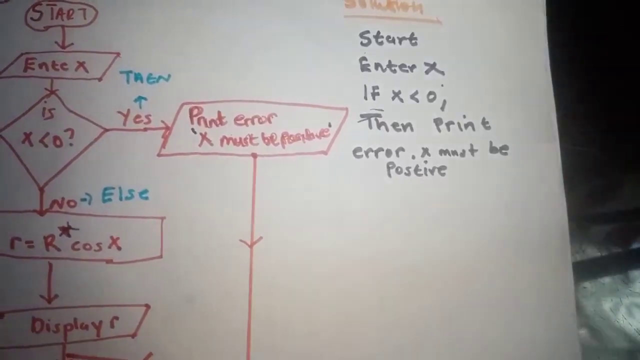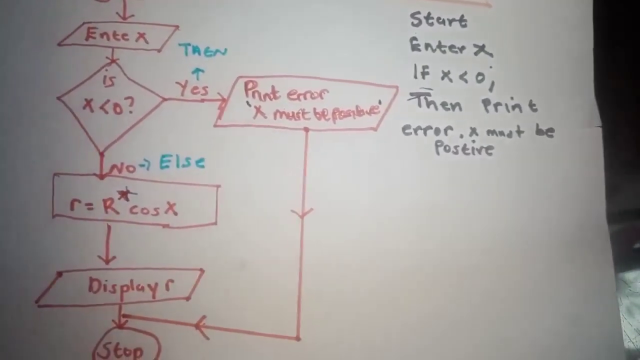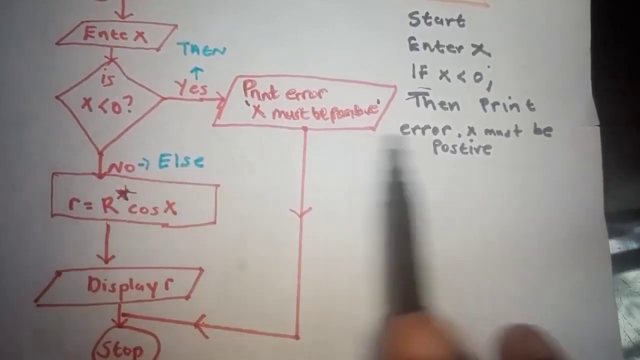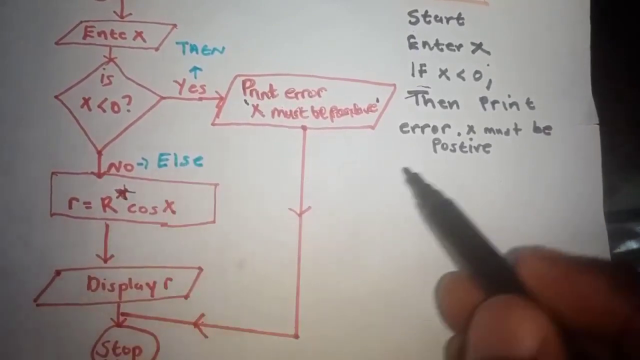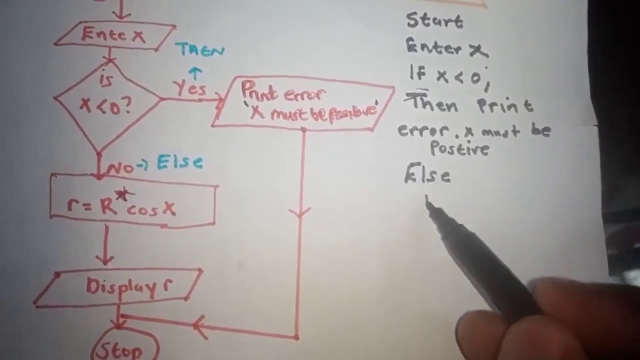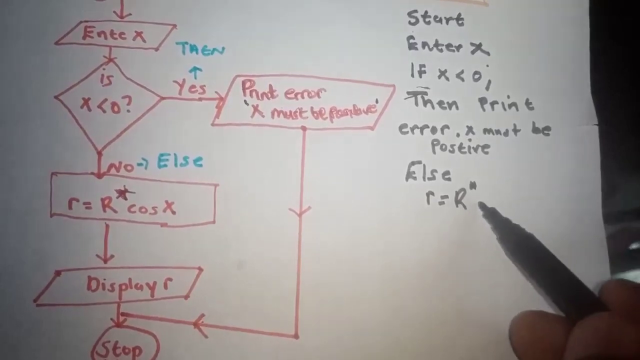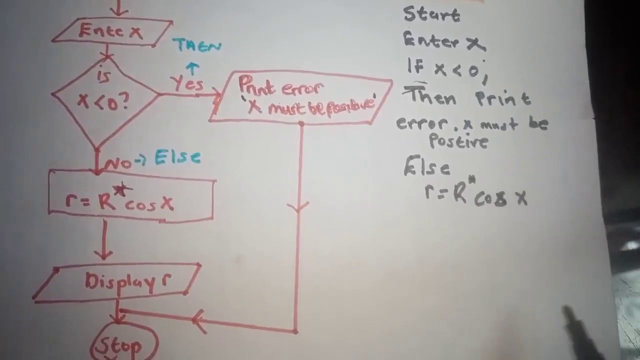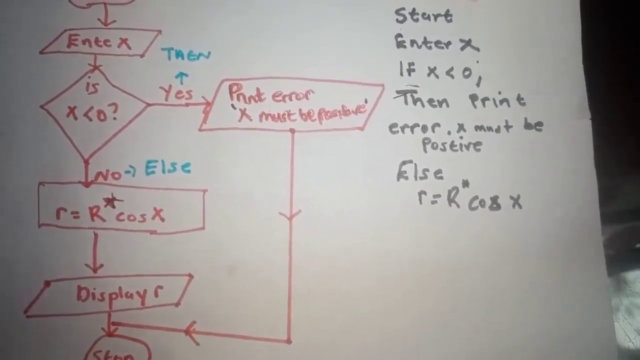So these are right. We've taken note of it. X must be positive. Else, remember I said no changes to else here. So we're not going to write no, and then you write this. It changes to else. So else r is equal to r star cos x.